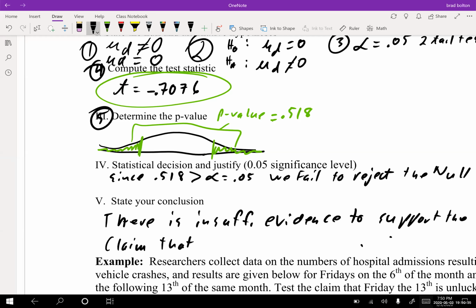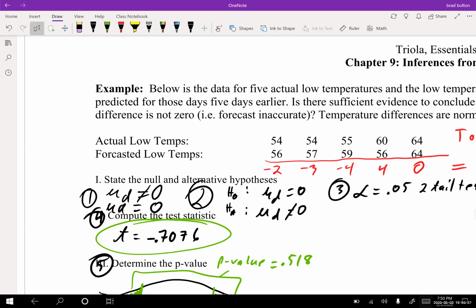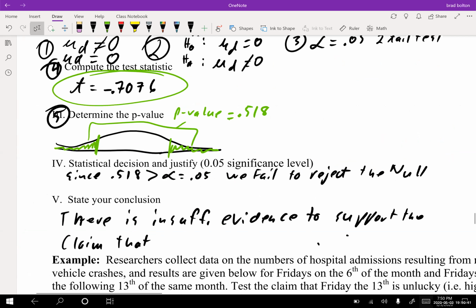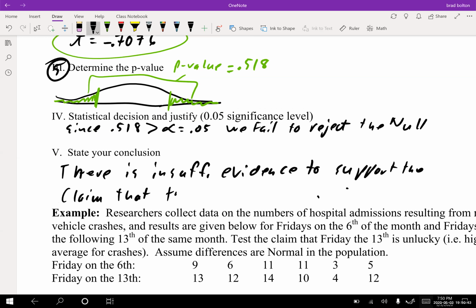that, and then let's see what the claim was. Is there sufficient evidence to conclude the mean difference is not 0? To claim that the mean difference is not 0, we cannot support that, okay? So we can't say that it is inaccurate. So it is possible that the mean difference is actually 0, which means that they are doing a pretty good job of reporting the weather, okay?